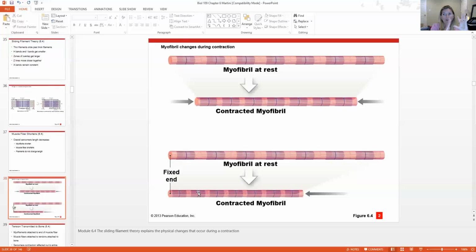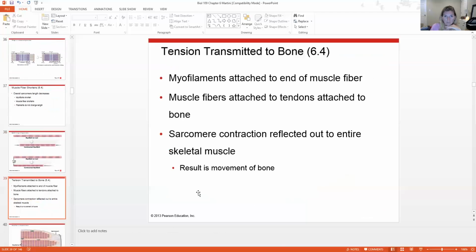And imagine if you have all of these myofibrils stacked on top of one another, well, you're going to get a dramatic change in length. So this tension is transmitted to bone. The myofilaments are attached at the end of a muscle fiber, and the muscle fibers are attached to tendons on bones. So as that sarcomere contracts, the result is a shortened muscle fiber, and that's pulling on the tendon, that's pulling on the bone, that's causing the movement.